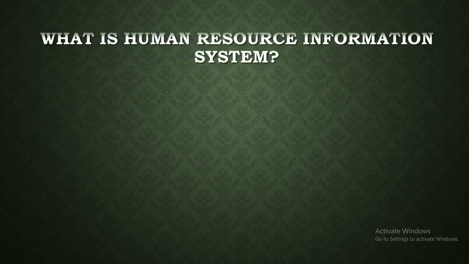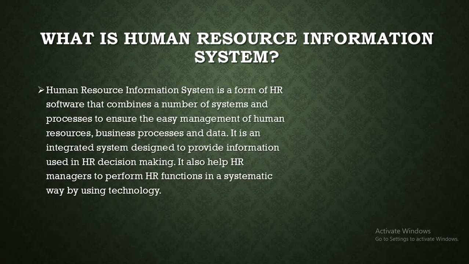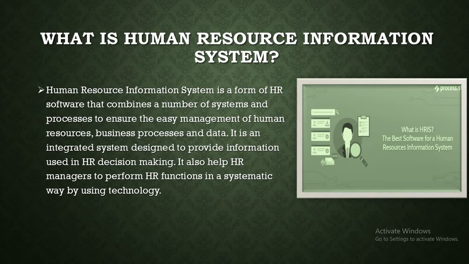So let's start. What is Human Resource Information System? Human Resource Information System is a form of HR software that combines a number of systems and processes to ensure the easy management of human resources, business processes, and data. It is an integrated system designed to provide information used in HR decision making. It also helps HR managers to perform HR functions in a systematic way by using technology.